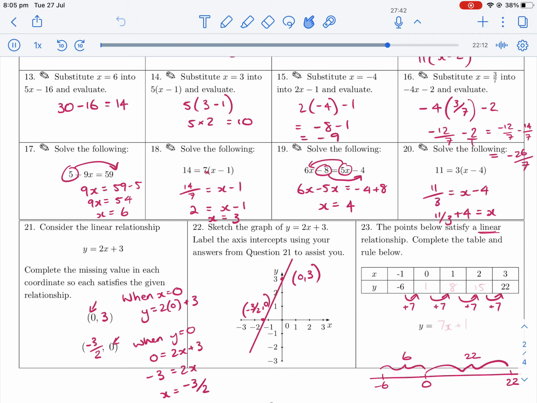Minus 6 plus 7 is 1. 8, 15, 15 plus 7 is 22. Wonderful.